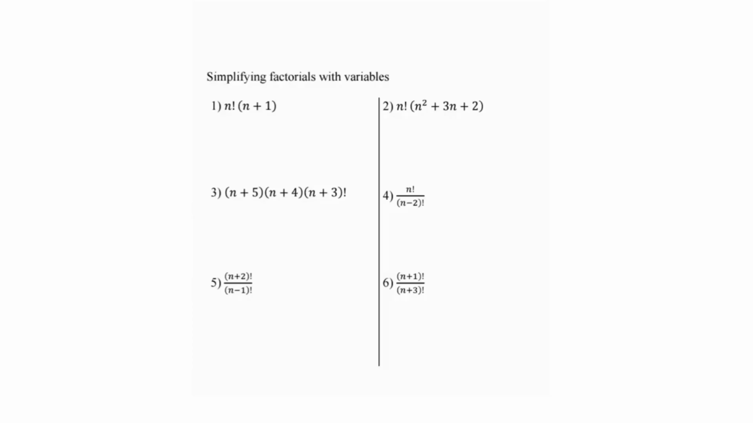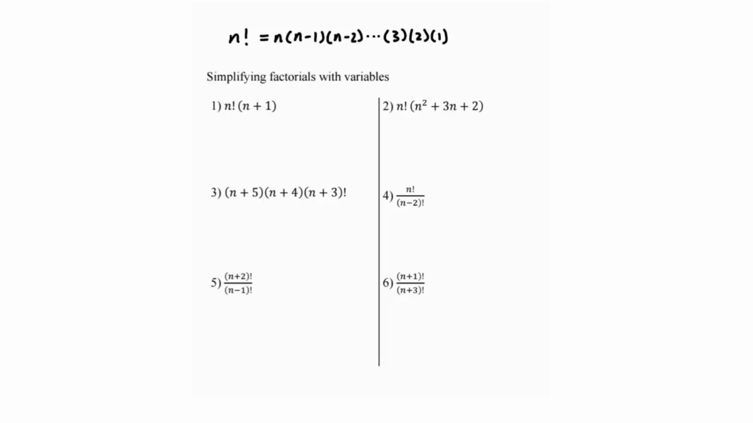In order to simplify factorials, first we need to talk about what is a variable factorial, such as n factorial. Here we're going to start with n and multiply every integer less than n all the way down to 1. So n times n minus 1 times n minus 2 times n minus 3 times n minus 4, n minus 5, n minus 6, all the way down to 3 times 2 times 1.